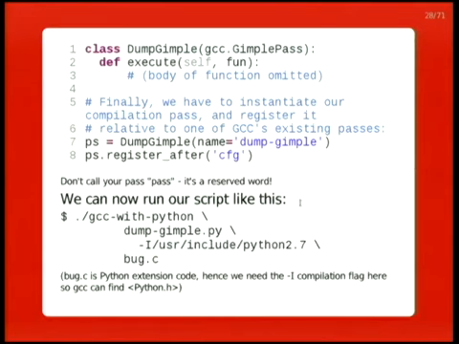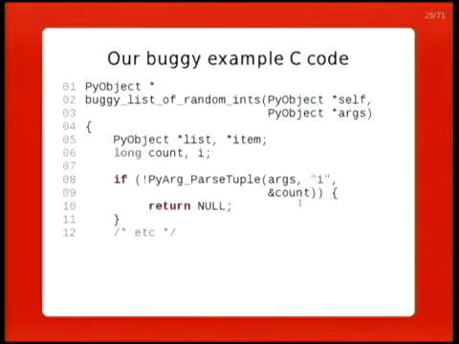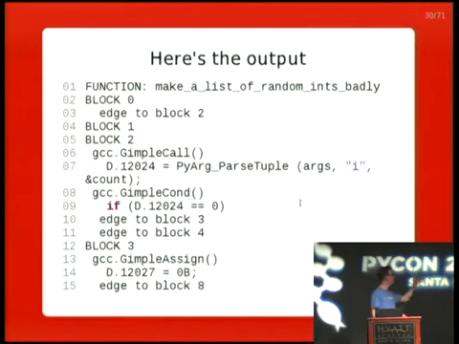So you do gcc with Python, dump gimple.py, that's the name of our script, and then you just pass in the regular GCC compilation flags. So it's a Python extension module, so we pass in that. And so here's the code we're compiling. And then the script outputs, well, here's the name of the function. We've got a block and some blocks.